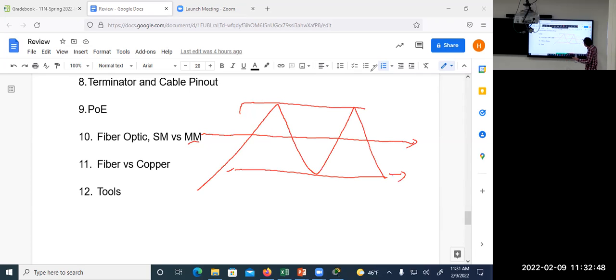So the difference between the signals when they arrive at the destination, they call it dispersion. The higher the dispersion, the lower the quality of the signal. It is the distortion of the signal. So think about this: you want to say hello to someone.